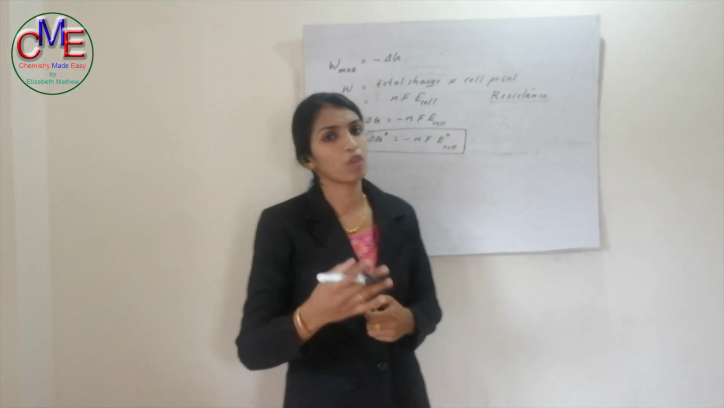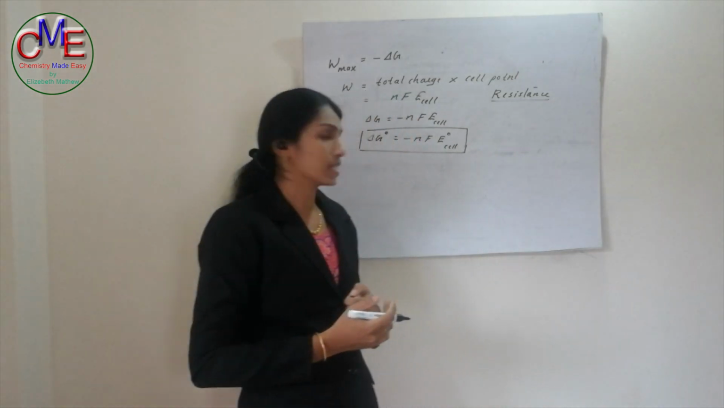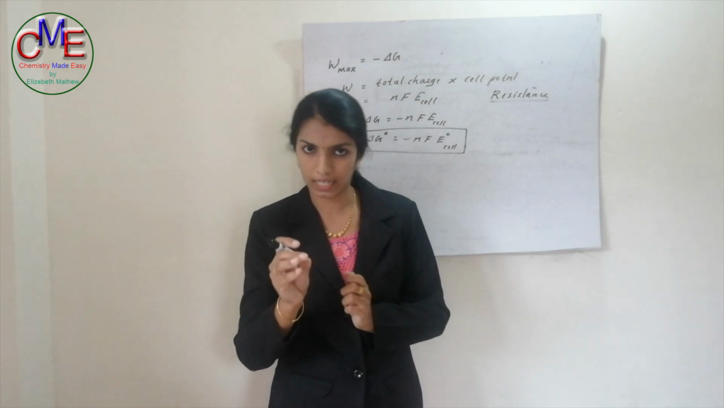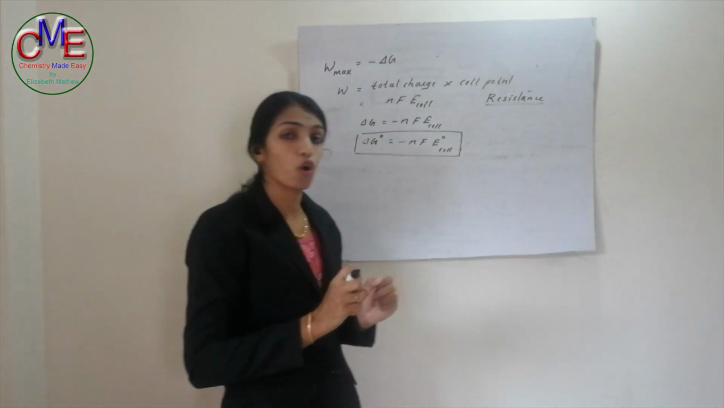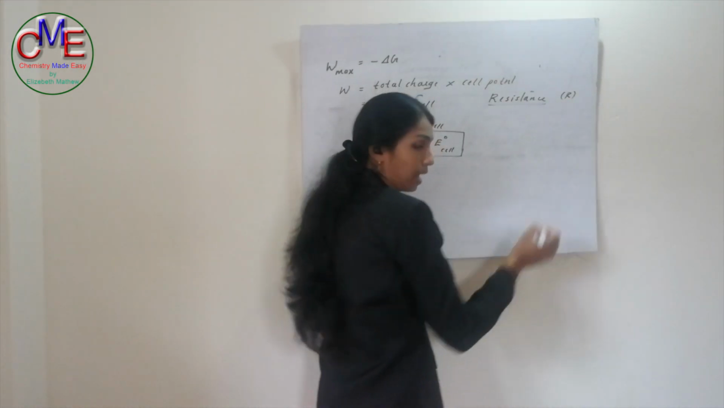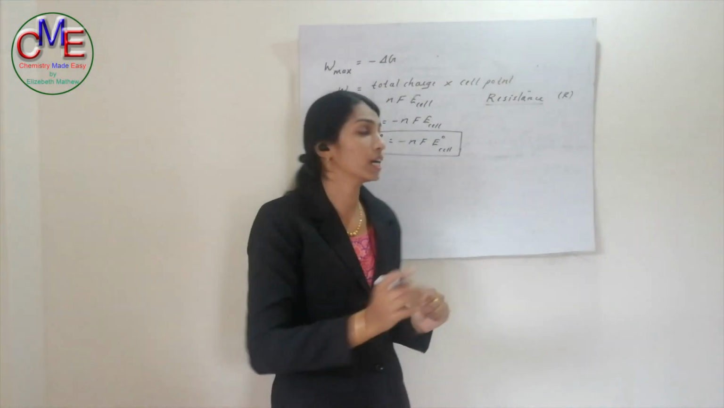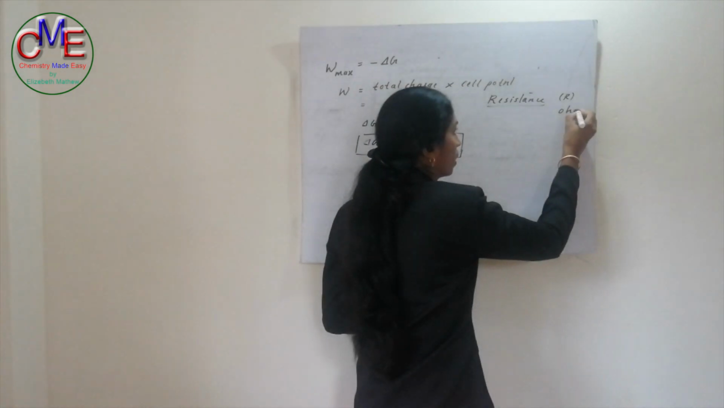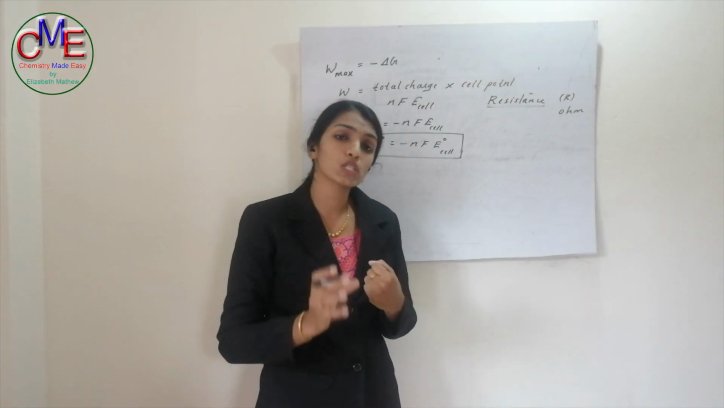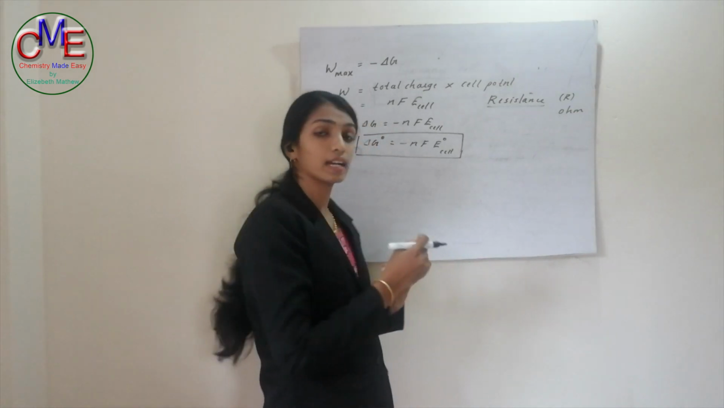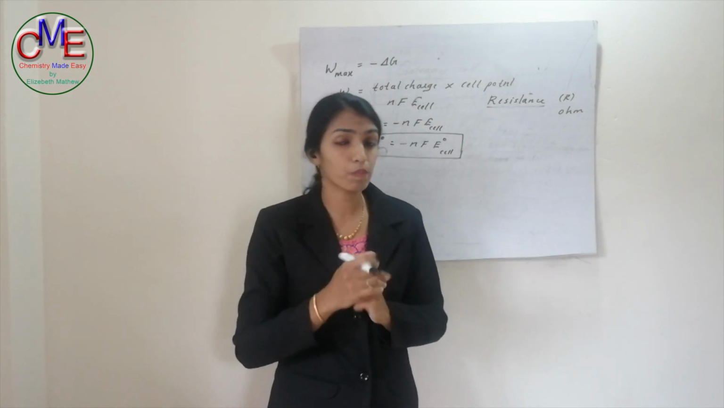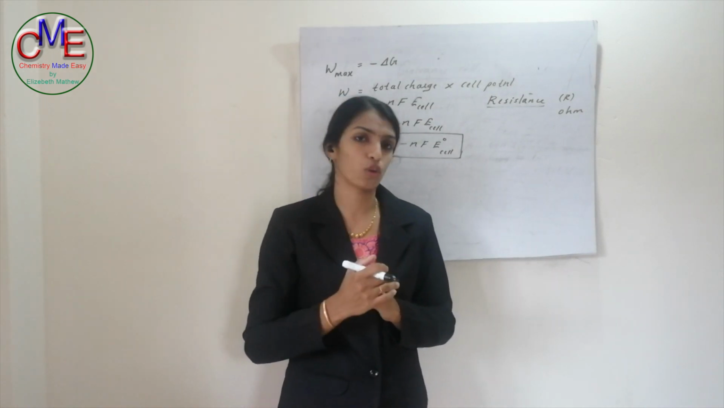What is resistance? It is familiar to all of us. Resistance is the obstruction to the flow of electricity, and it is denoted by the symbol R and measured in the unit ohm. It is found that the resistance of an object is directly proportional to the length of the object and inversely proportional to the area of cross section of the object.